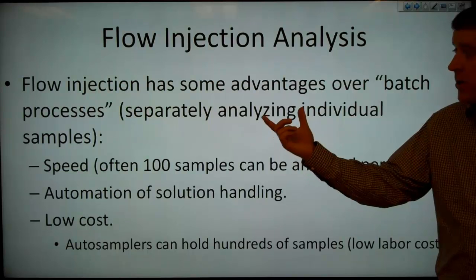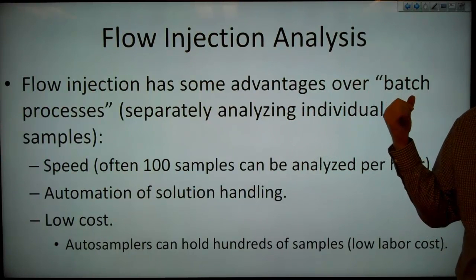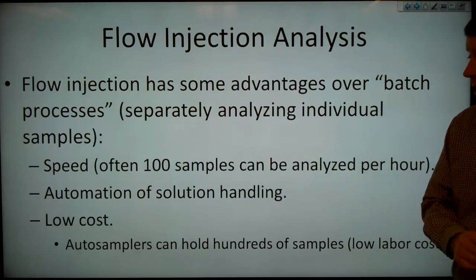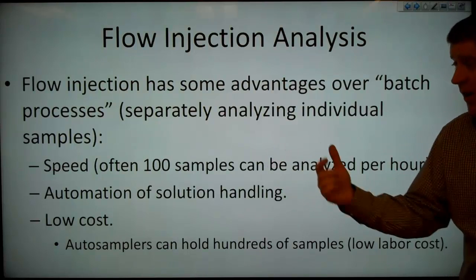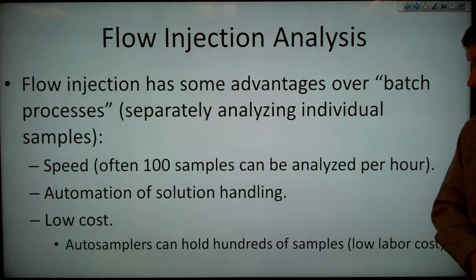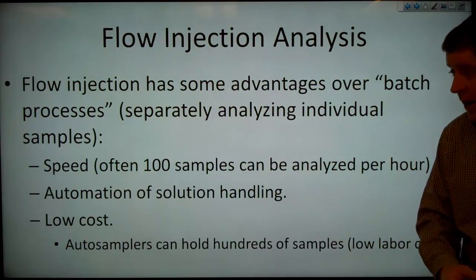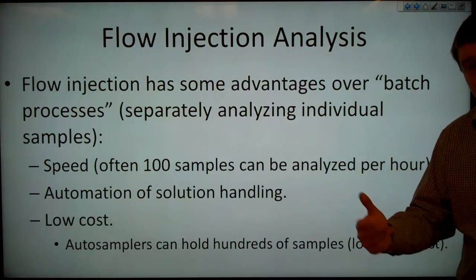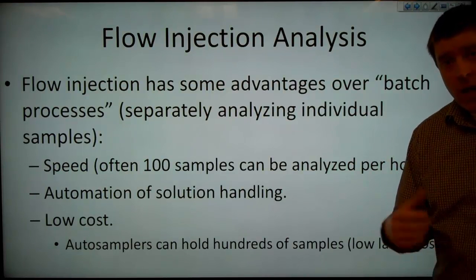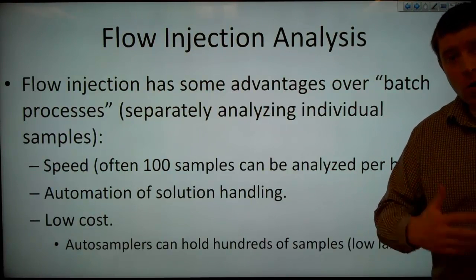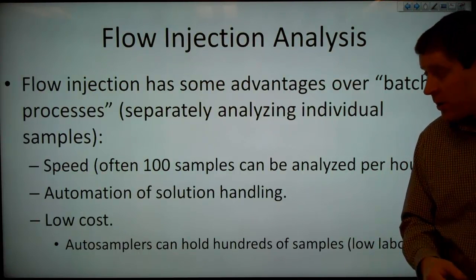Now, flow injection analysis has some advantages over batch processes, which are separately analyzing individual samples. The first is speed, because often around 100 samples can be analyzed per hour. We also have automation of solution handling. So we have an auto injector that we can load up with a bunch of samples, and it will automatically run a whole series of samples, and we don't have to sit there and inject each one manually.